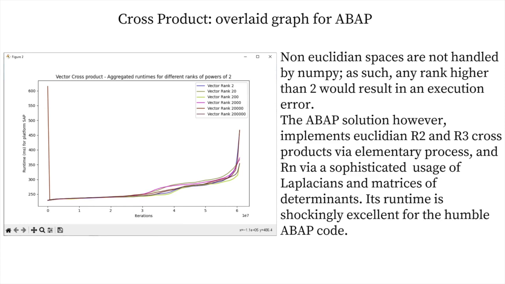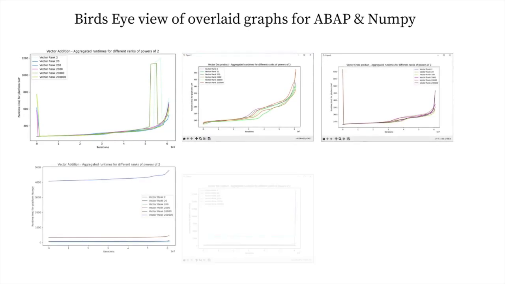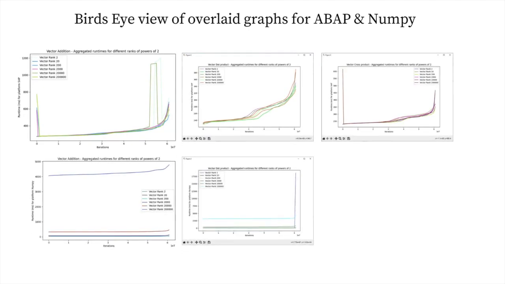The series of tests conclude with the overlaid graph with a cross product on ABAP depicting the shockingly excellent runtime achieved by this library using the humble ABAP. Lastly, we provide a bird's eye view of all overlays for the sake of comparison. The Python's code. And finally, the ABAP API calls used.